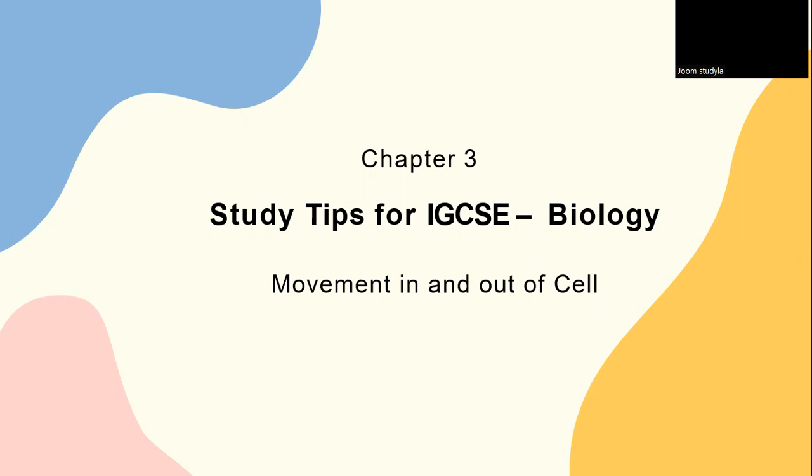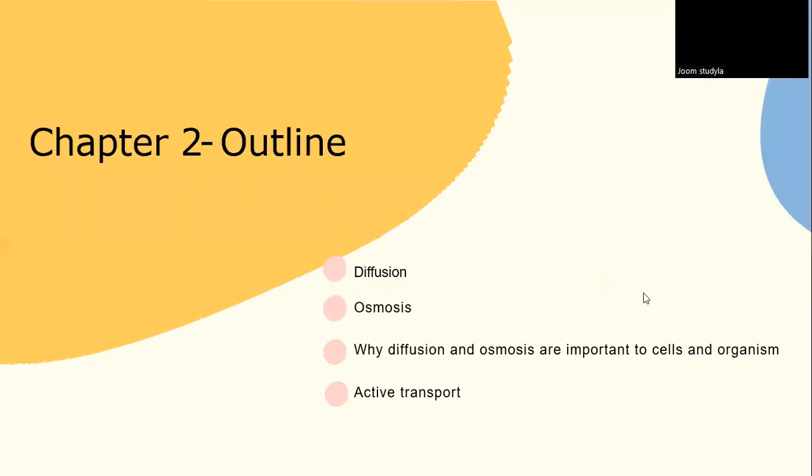Today's topic is related to movement in and movement out of cells. In this chapter, you will find out about diffusion, osmosis, why diffusion and osmosis are important to cells and organisms, and finally, active transport.